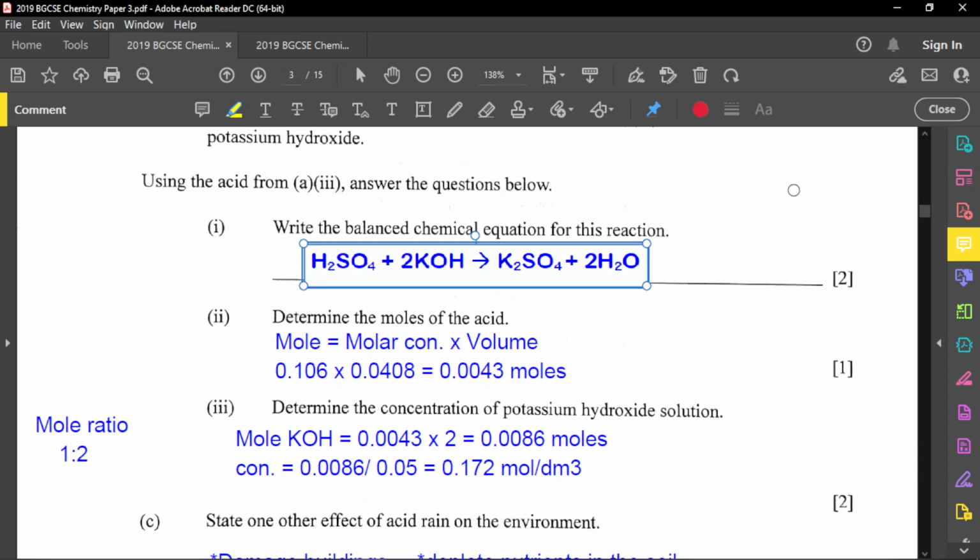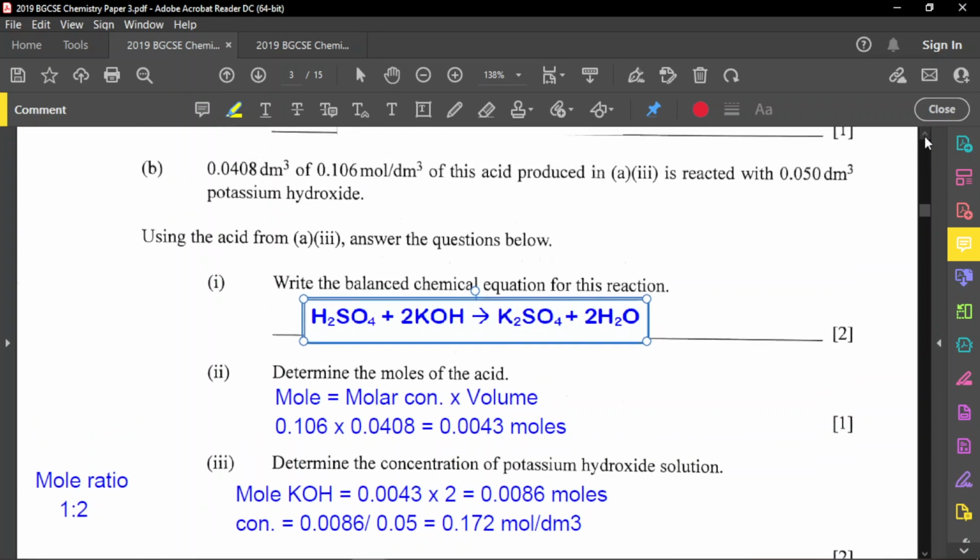And so the molar concentration based on the question, go back to the question and you can see both of them at the same time. So the molar concentration here is 0.106 moles per dm cube, and the volume is 0.0408 dm cube. So you multiply those, what you get is the mole. All right, so again, mole is equal to molar concentration multiplied by the volume.